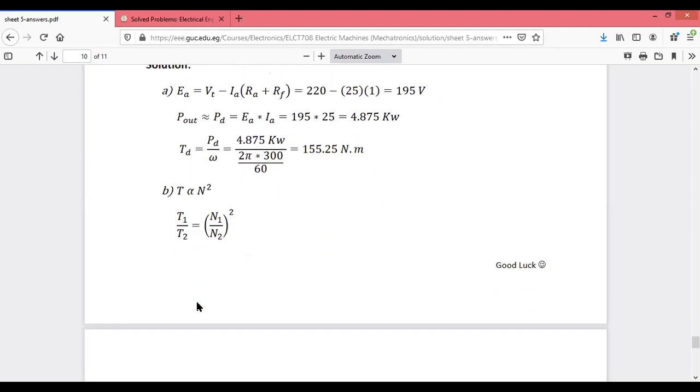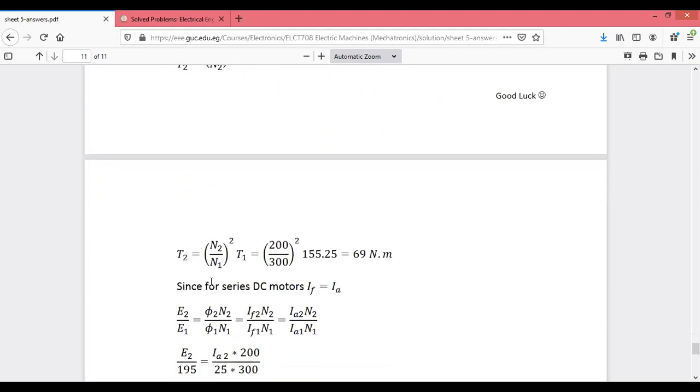So when you are solving, you can write it in the form of torque T2, because you are supposed to find the value for T2. And for N2, they have given that we are decreasing from 300 to 200, so you can take 200 here. And N1 they have given as 300. And we can take T1 as 155.25.